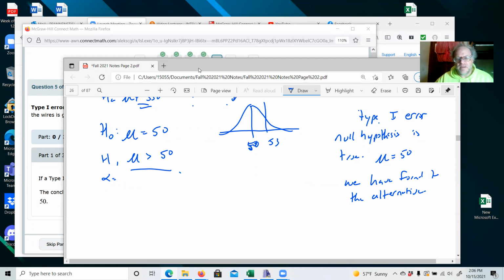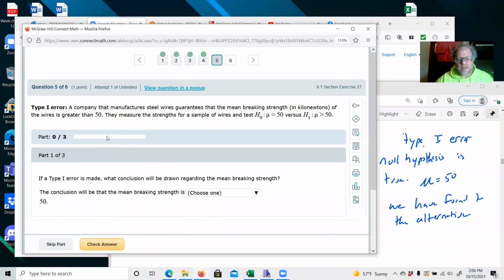So when I look back here, type 1 error. If a type 1 error is made, what conclusion will be drawn from the mean breaking strength? The mean breaking strength is going to say we are greater than the 50.